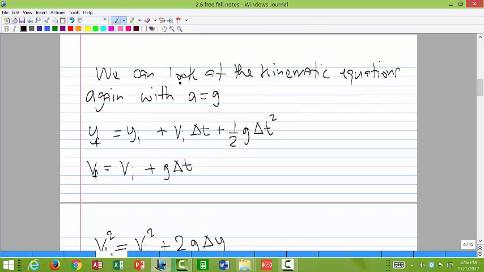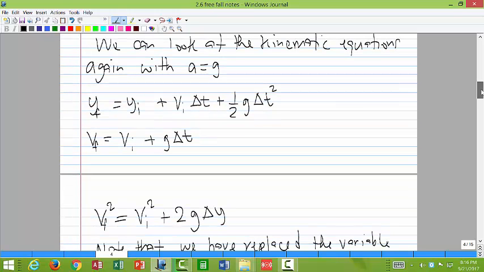Let's look in this frame at our kinematic equations for free fall motion. So we are going to replace a with g and then just write final y position is equal to initial y position plus v initial delta t plus half g delta t squared, where this position would have been a, but we replaced the a with g. And again, the kinematic equation for final velocity is equal to initial velocity plus g delta t.